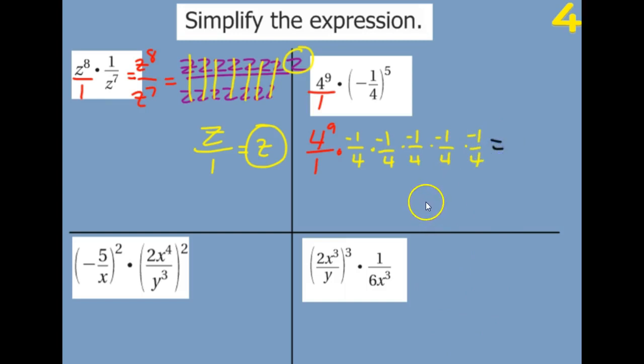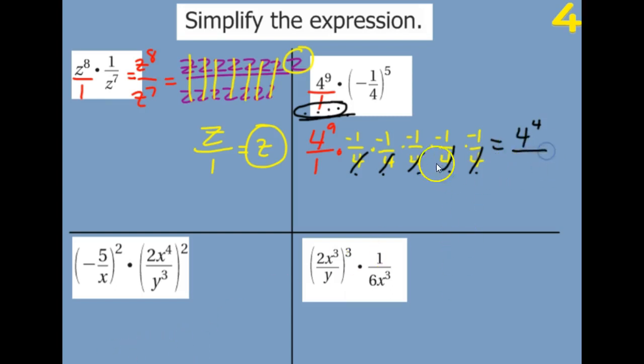So let's do some simplifying. I have lots of 4's. On the bottom I have 1, 2, 3, 4, 5 4's. On the top I have 9. 1, 2, 3, 4, 5, 6, 7, 8, 9. So 1, 2, 3, 4, 5 of them are going to cancel out. So that's those 5, and they'll leave me with 4 left over. 4 4's on the top.